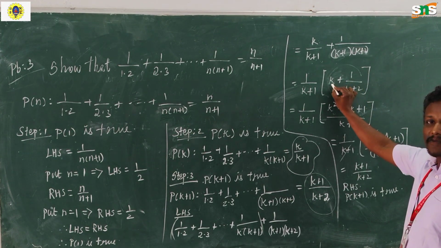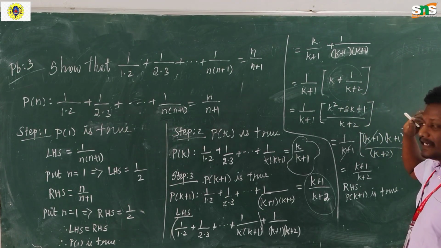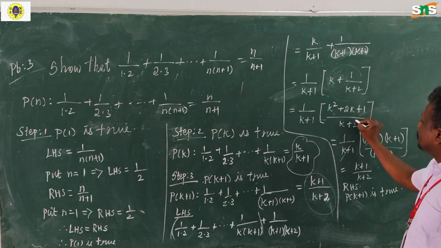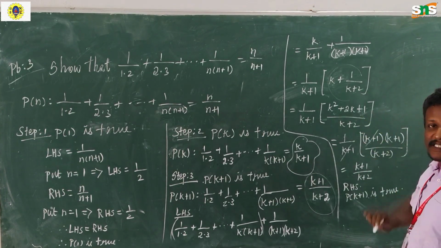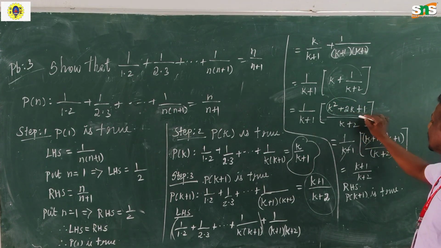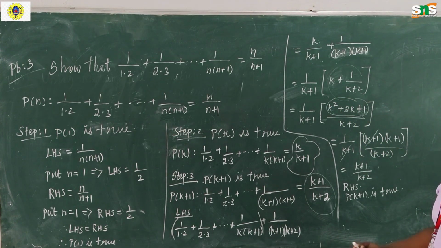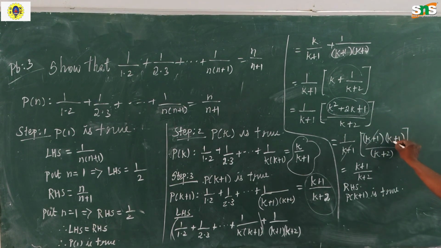So when you take cross multiplication, it becomes k square plus 2k plus 1, right? And is divided by the whole value. This is the LCM rule. By using that rule, I just have done this process. Understand? Now, this is a quadratic equation. So we want to factorize this one, right? So when you factorize this one, your answer will be k plus 1, k plus 1.